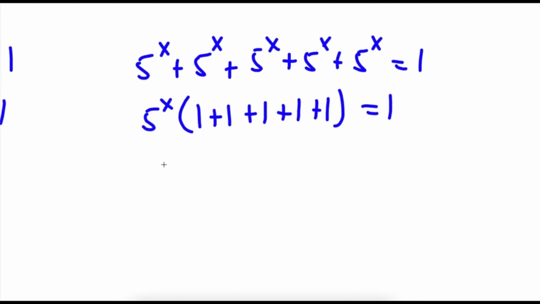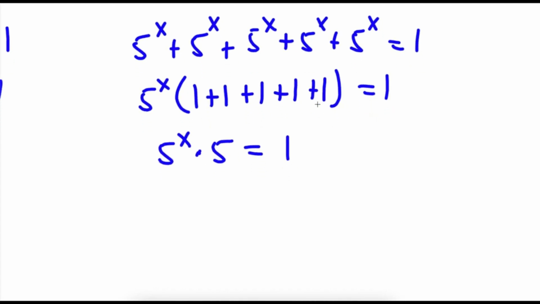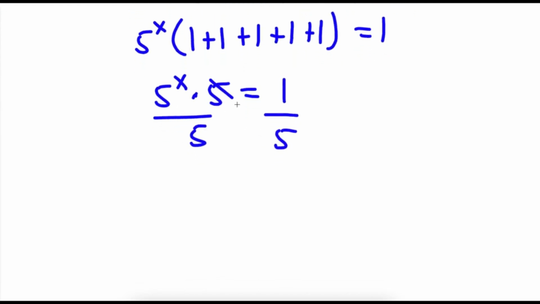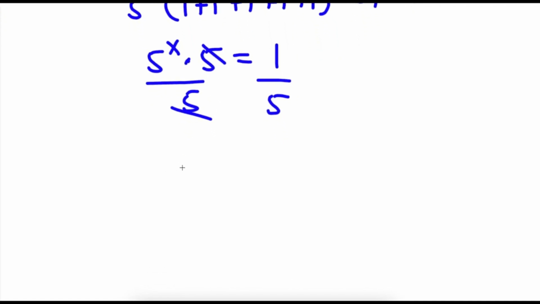Then I would simplify what's in the parentheses, so I get 5 to the power of x times 5 is equal to 1. Now, however, instead of multiplying these two, what I'm going to do is divide both sides by 5. So then these two will cancel out, and I will be left with 5 to the power of x is equal to 1 over 5.